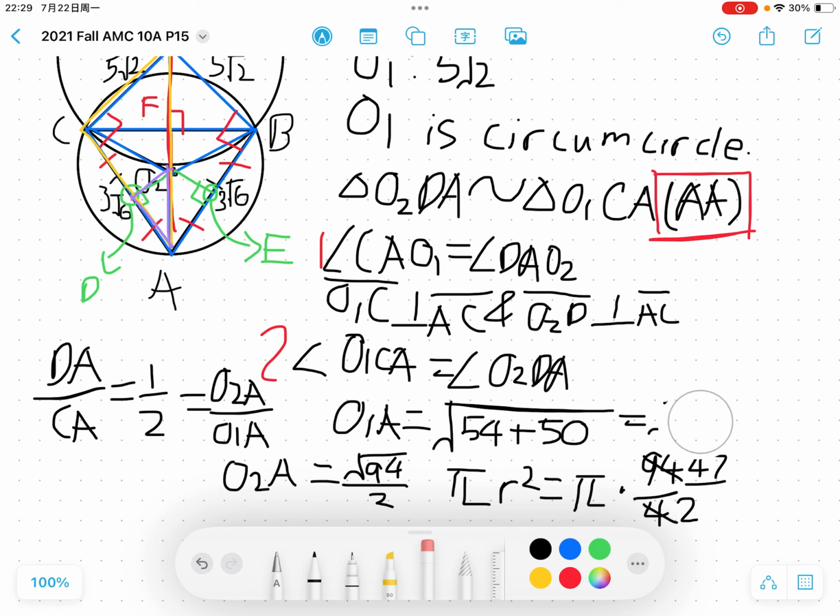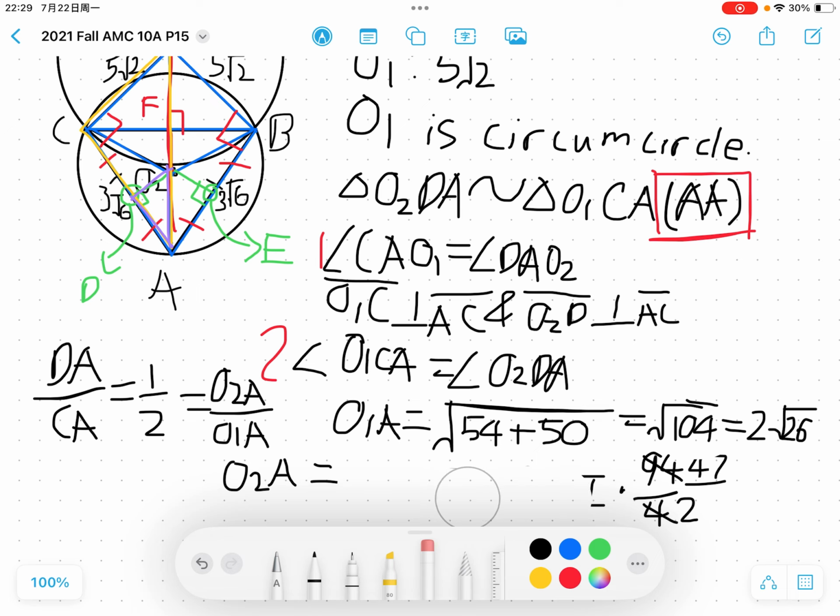Wait, sorry. This part is not 94 pi, it's 104 pi. So I made a mistake here. So this gives us 2 root 26, and so we can just change this whole thing. This is why it's important to check your working. I wasn't aware of that, so sorry. But okay, so O2A is going to be root 26.